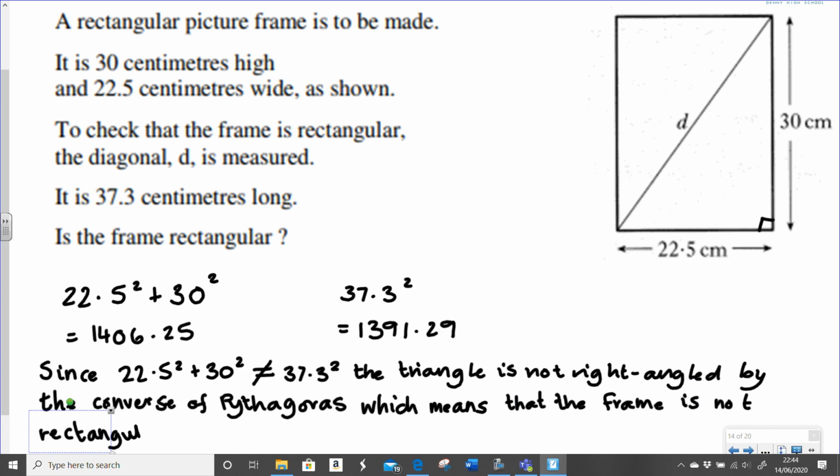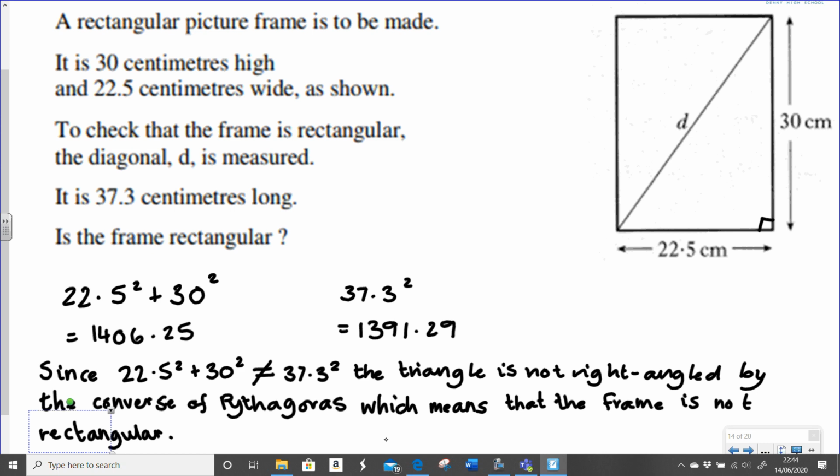And it is very important in National 5 that, as well as the statement in our decision, we explain that decision and we justify our answer. So since 22.5 squared plus 30 squared does not equal 37.3 squared, the triangle is not right-angled by the converse of Pythagoras, which means that the frame is not rectangular.